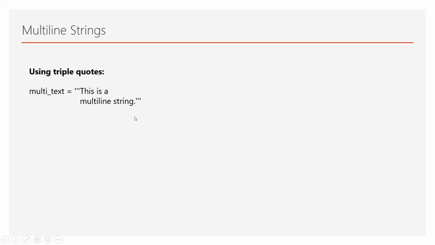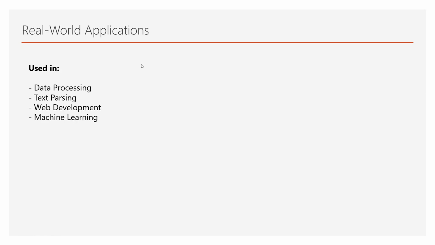Then comes multi-line strings. They are created using triple quotes and are useful for documentation and multi-line text storage. You can see an example over here for that. Next, real world applications. Strings are used in data processing, text parsing, web development, and machine learning applications.